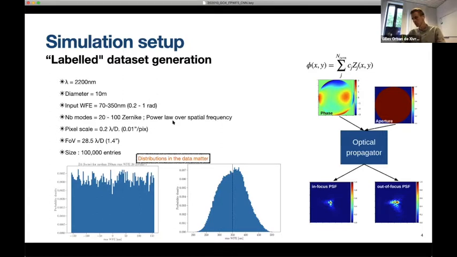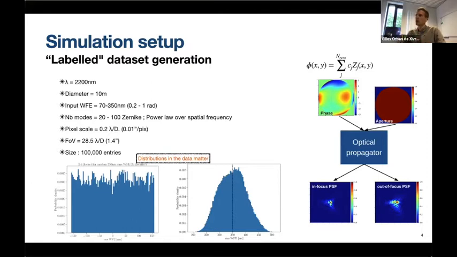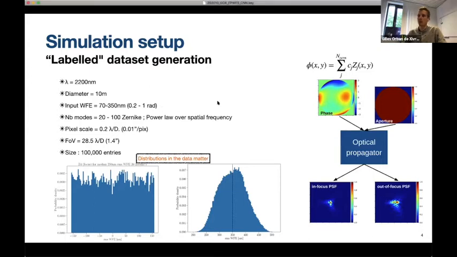Now, the way we generate the data and the distribution that we choose, of course, will dictate the way our models, the CNN, will behave. So here we have a power-law distribution over all spatial frequencies, but each individual mode is drawn from a random distribution. You have the example here on the plot below.